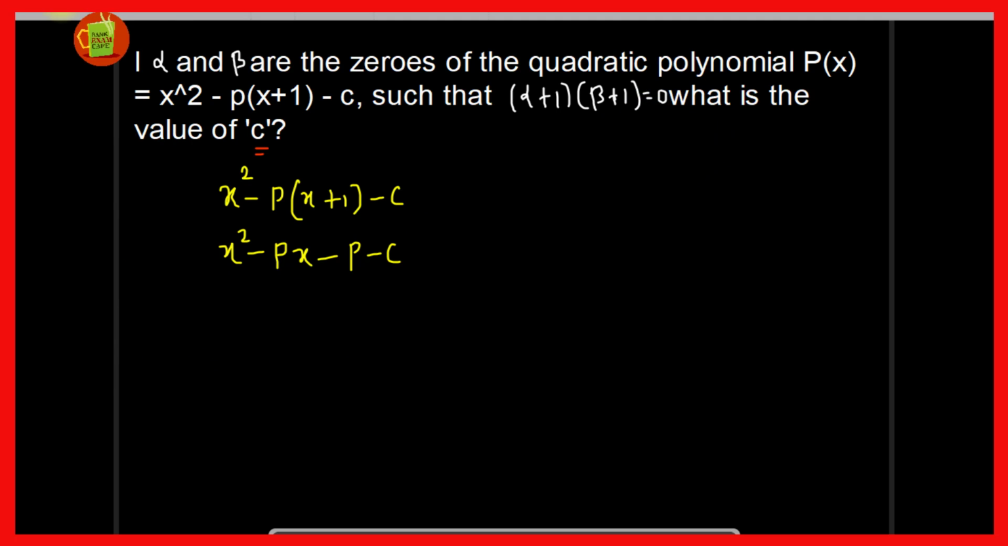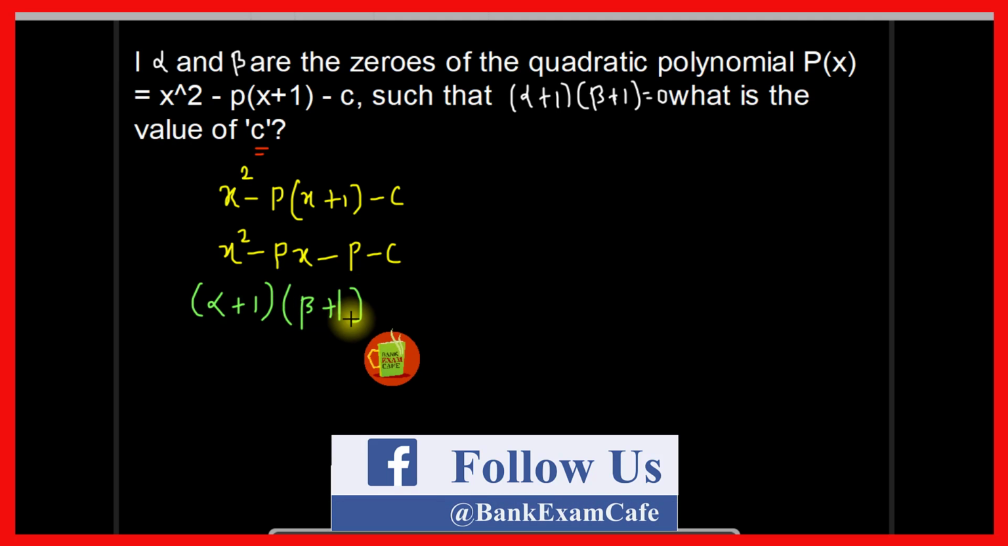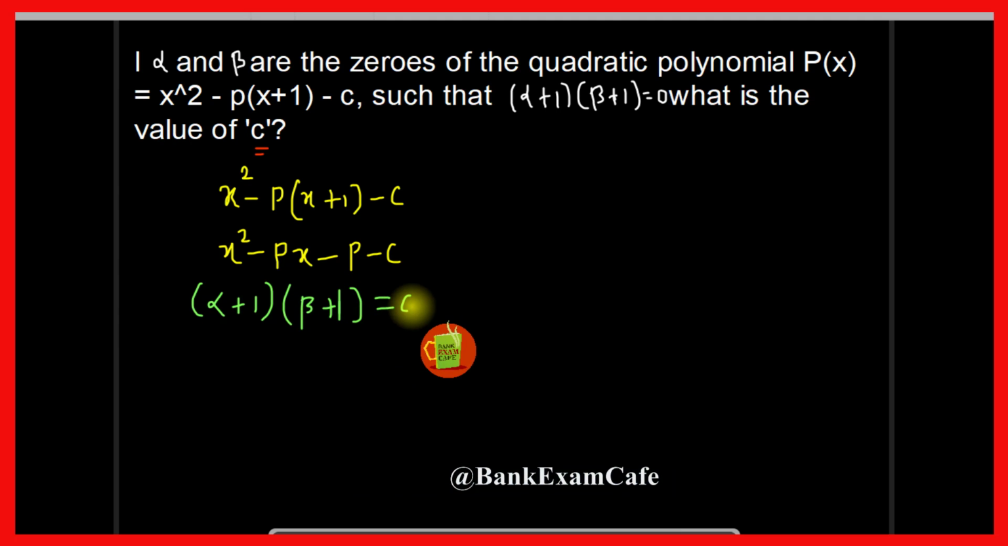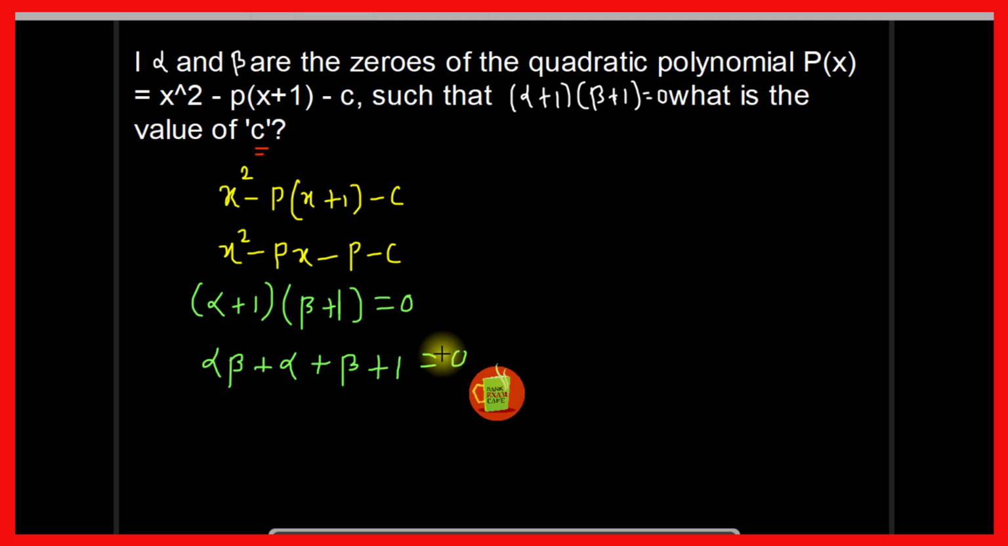So here we will use this, that alpha plus 1 into another bracket beta plus 1 is equal to 0. Now multiply these two brackets. Multiply alpha first to this bracket, so it will be alpha beta plus alpha into 1, that will be alpha. Now multiply 1 to this bracket, so it will be 1 into beta will be beta, and 1 into 1 will be 1, which is equal to 0.